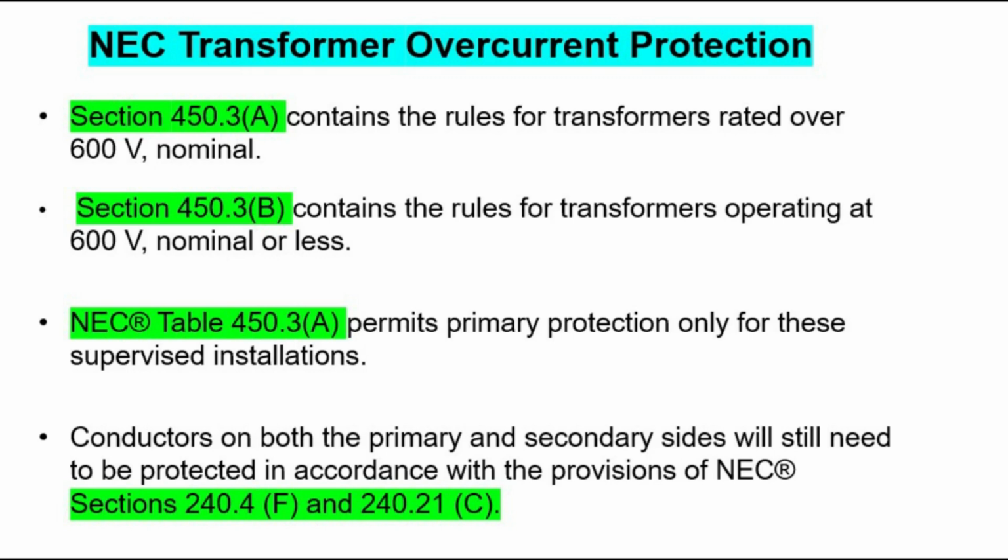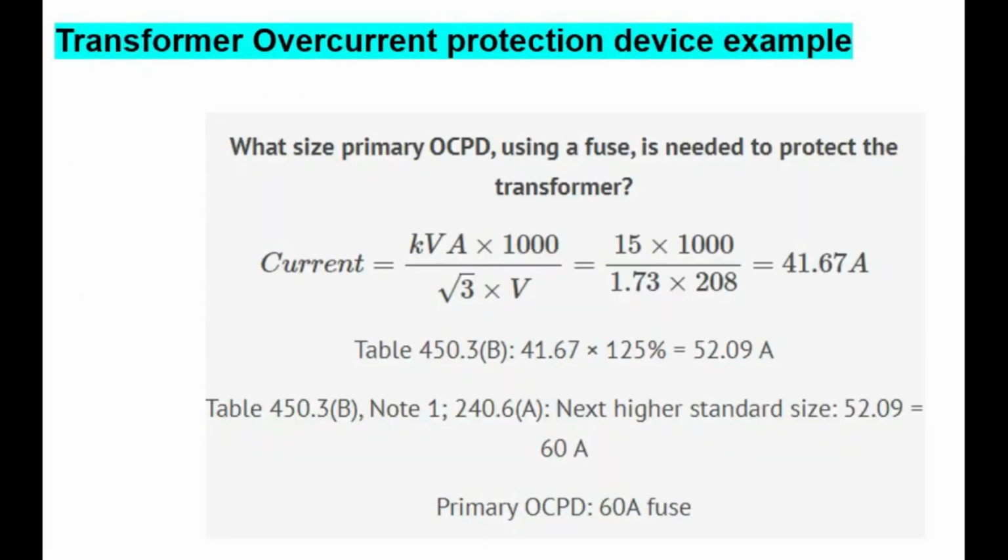The last factor applies to transformers rated over 600 volts only. If conditions of maintenance ensure that only qualified personnel will work on the transformers, NEC Table 450.3(A) permits primary protection only for these supervised installations. The rules of these sections are intended to provide protection for the transformers only. Conductors on both the primary and secondary sides will still need to be protected in accordance with the provisions of NEC Sections 240.4(F) and 240.21(C). Transformer overcurrent protection device, or OCPD, example.